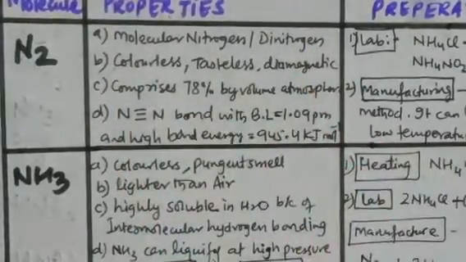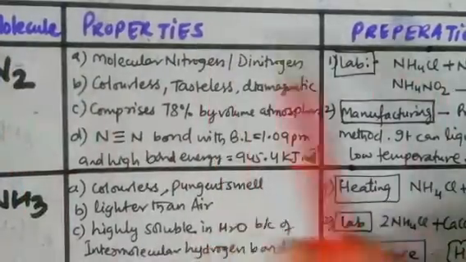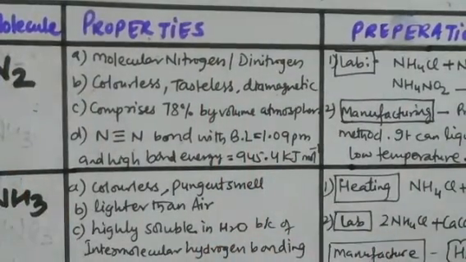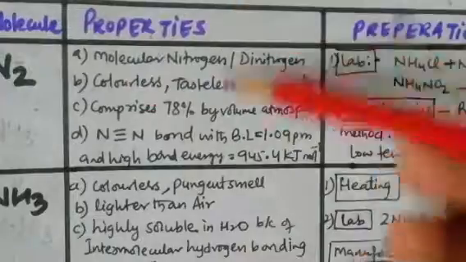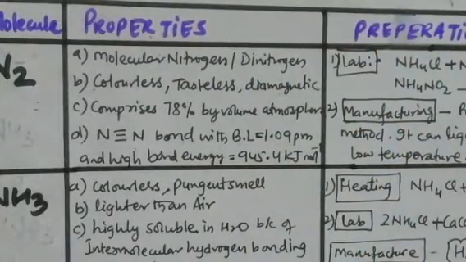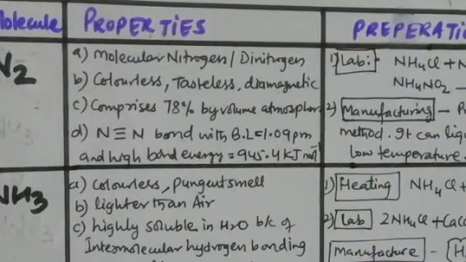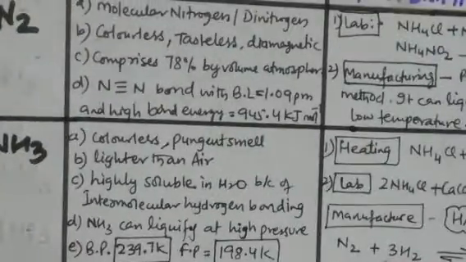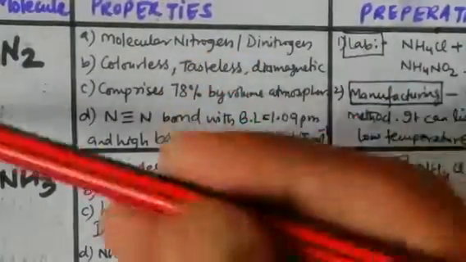Similarly, there are 2 ways to study. Either you can study first the properties, preparation, uses and structure of N2, or you can study first the properties of all these 4, then the preparation of all these 4, then structure. So I'm going to teach you in the unique way. That is, first we are talking about the properties of all these things.